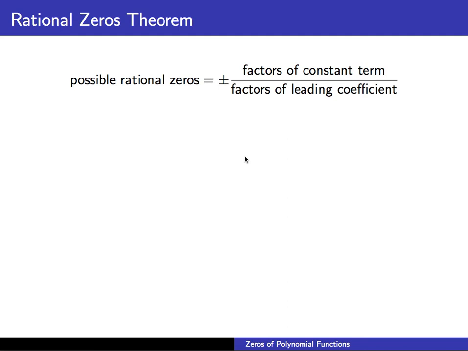Your possible rational zeros are going to be a list of all the factors of the constant term divided by all the factors of the leading coefficient, and we'll consider the positive and negative of each of those. It'll probably make a little bit more sense when we see it actually in action right now.